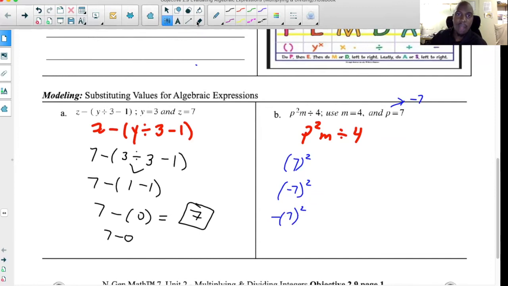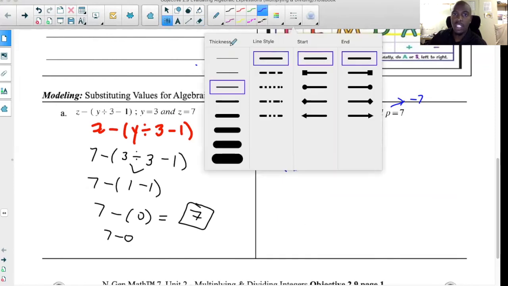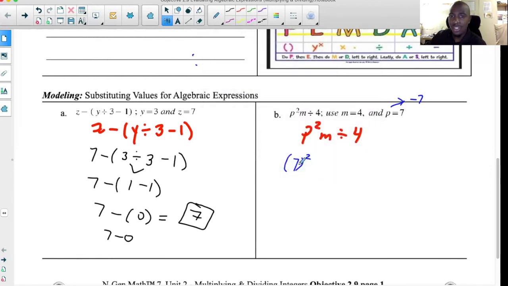So that's the reason why I put parentheses. I know you're like, why are you putting parentheses? I want to show that that whole number, everything of p, is going to be raised to the second power. So 7 squared multiplied by m, and I'm going to put that in parentheses as well, divided by 4, okay? Now I have everything substituted in. It looks wonderful. Now let me go in and begin to work on it.